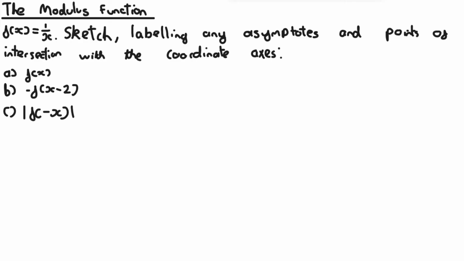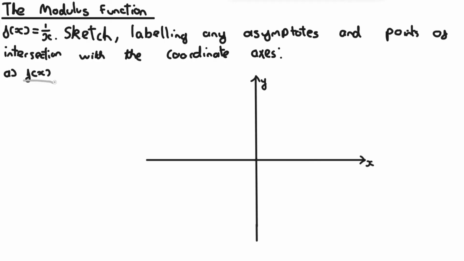So here's an example of a question involving multiple transformations and also a modulus. For part A, we just need to sketch the graph of f of x. It's quite common for multiple transformation questions to ask you this, because then you can base your other sketches around f of x. And this is just reciprocal graphs, so we know how to do this.